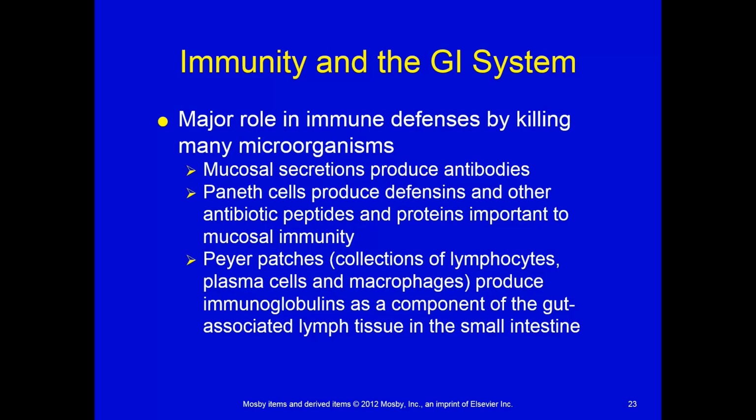And then there are Peyer's patches. These are collections of lymphocytes, plasma cells, macrophages, all those good cellular immunity words we talked about last semester, that produce immune globulins as a component of that gut-associated lymph tissue in the small intestine. So some of those lacteals and the other layers actually help with protecting the gut and the small intestines. Very important for antigen processing and immune defenses.